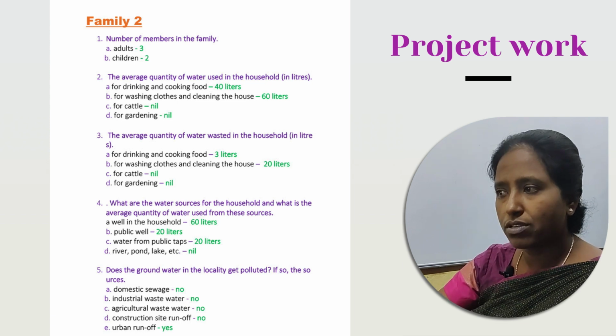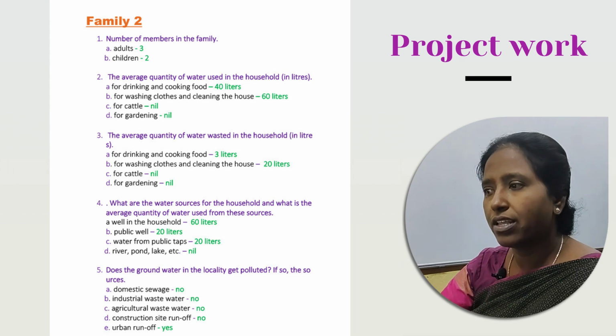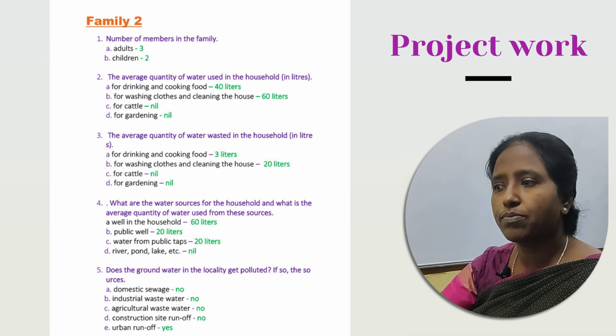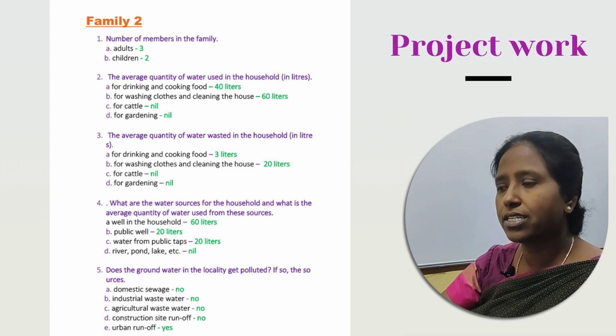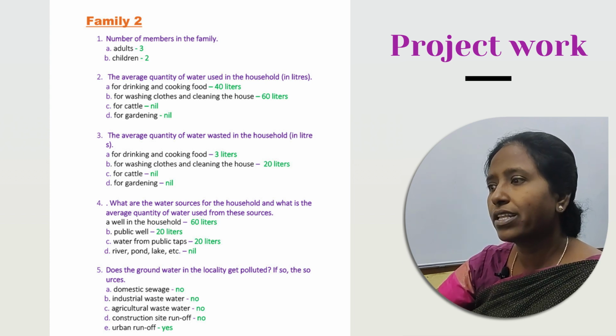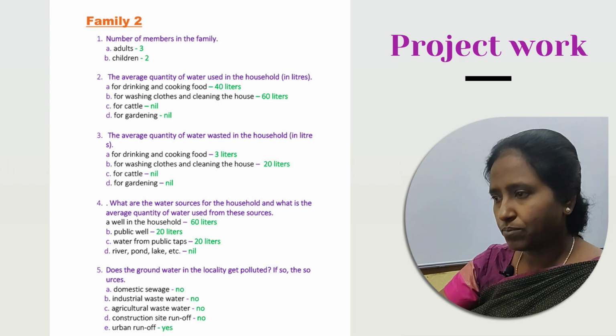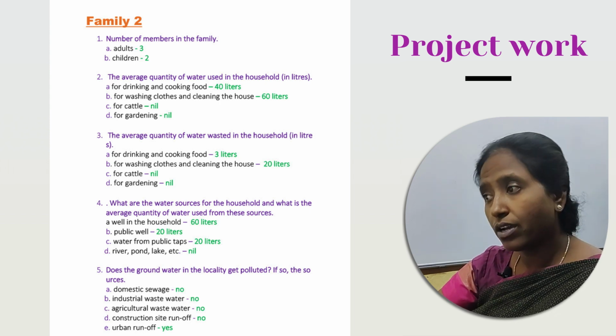What are the water sources of the household and what is the average quantity of water used? Well in the household, 60 liters. Public well, 20 liters. Water from public taps, 20 liters. River, pond or lake? No, they are not getting water from river, pond or lake. Does the groundwater in the locality get polluted? Yes, from the urban runoff it is getting polluted.